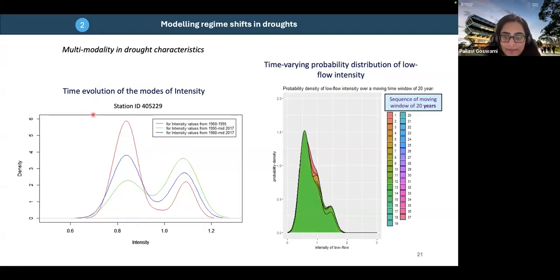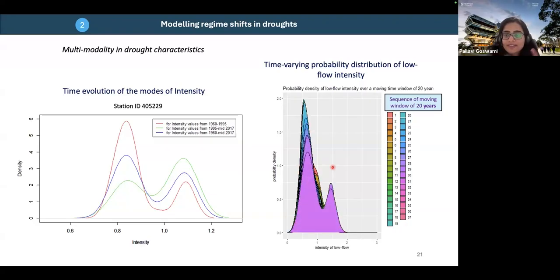The second segment of this talk is about understanding if we can model regime shifts in droughts. So this was motivated by just eyeballing how the intensity looks like. So the same intensity data that I had from the previous study, I was trying to plot how the probability distribution changes for different spans of time. And interestingly, I observed that there were two modes to those distributions, as you can see from the figure on the right, which is basically like the 20-year window of intensity moving ahead in time.